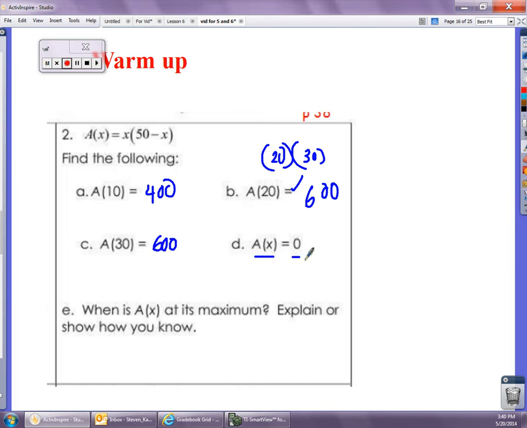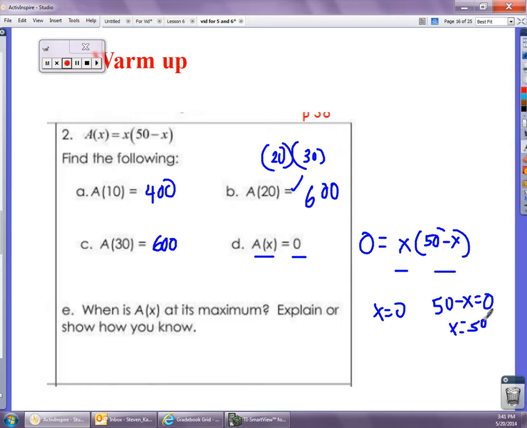A of x equals 0, so this is saying the y equals 0. So when the function equals 0, it's already in factored form, so you can set each of these equal to 0 and then solve. So x equals 0 is one of the factors. 50 minus x equals 0 is the other factor. When you solve this one, you get x equals 50. So your two answers are 50 and 0.